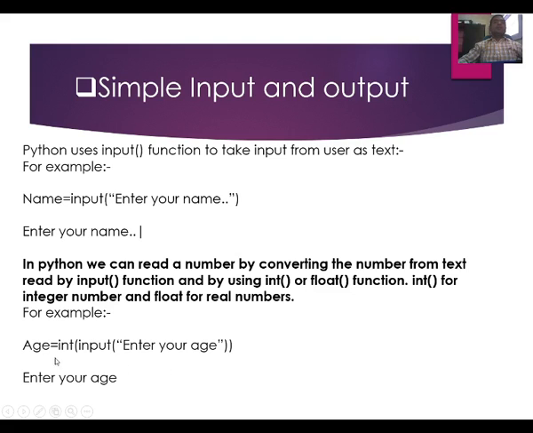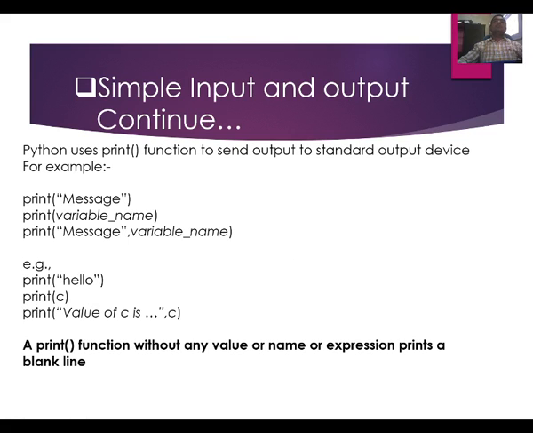Int will convert the text to an integer number and float will convert text to real numbers. For example, age is equal to int(input("Enter your age")). It will take an integer value, convert it into an integer using the int function, and store it in the age variable.